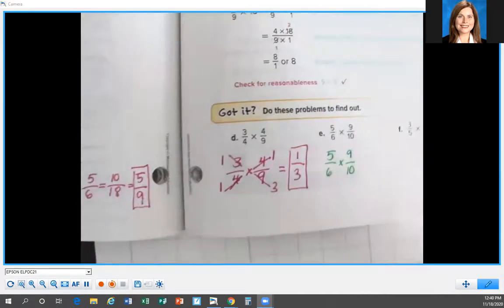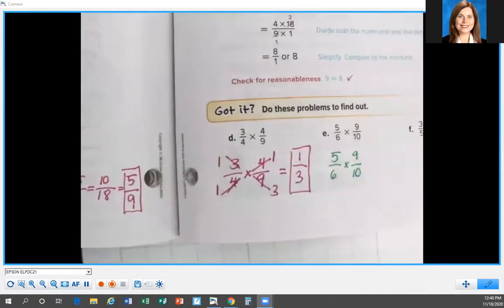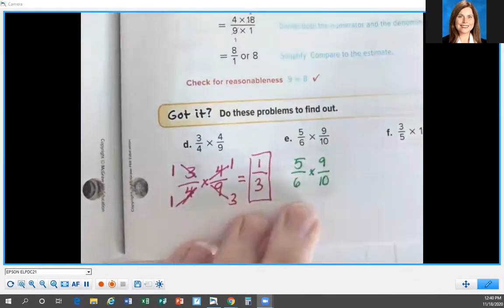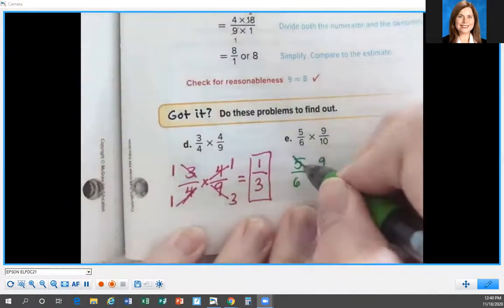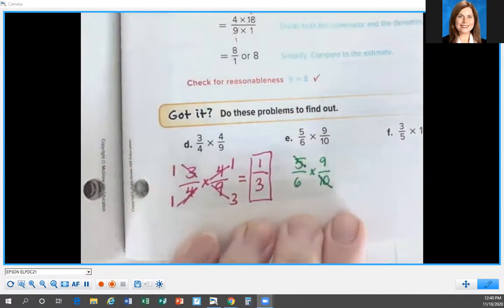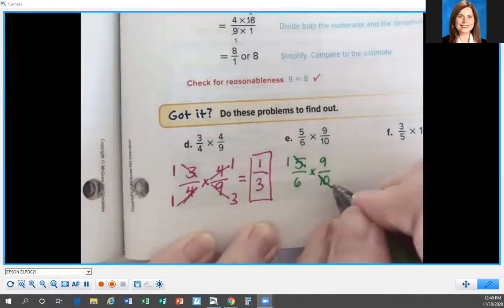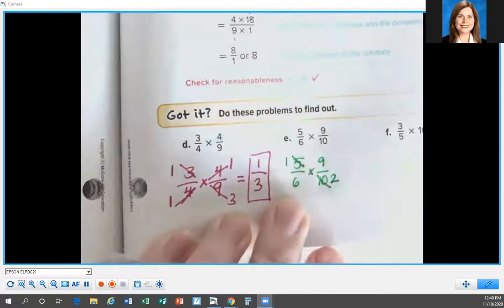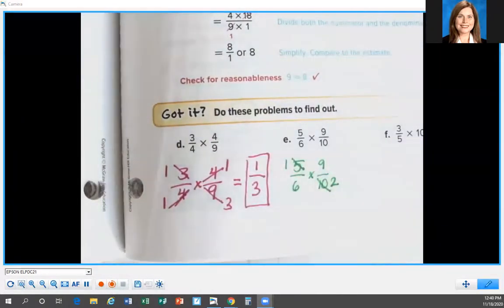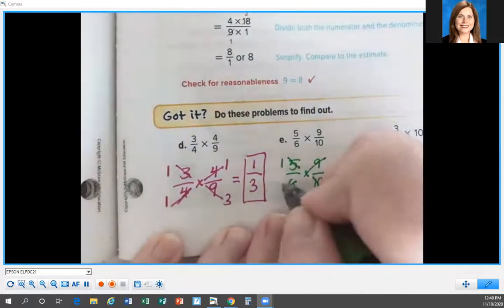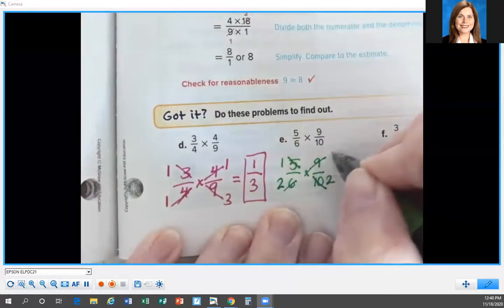Okay. 5 and 10 are both divisible by 5. 5 divided by 5 is 1. 10 divided by 5 is 2. 6 and 9 are both divisible by 3. 6 divided by 3 is 2. And 9 divided by 3 is 3.